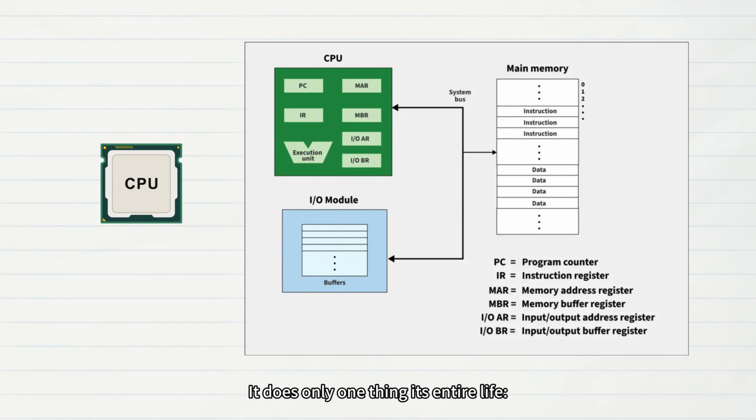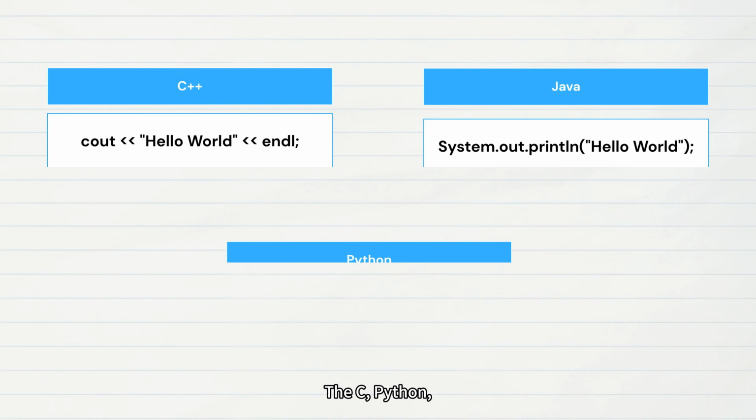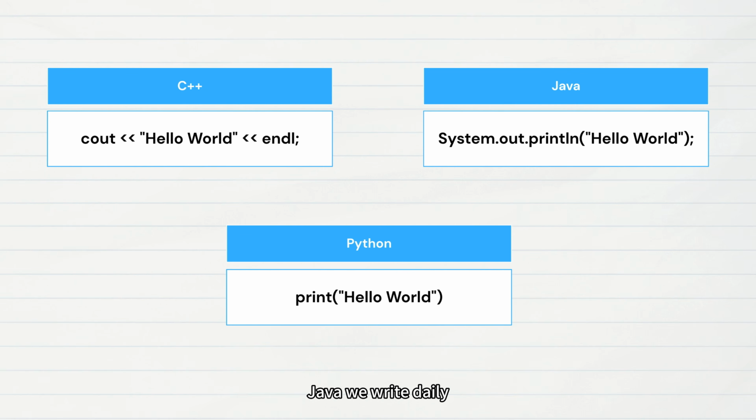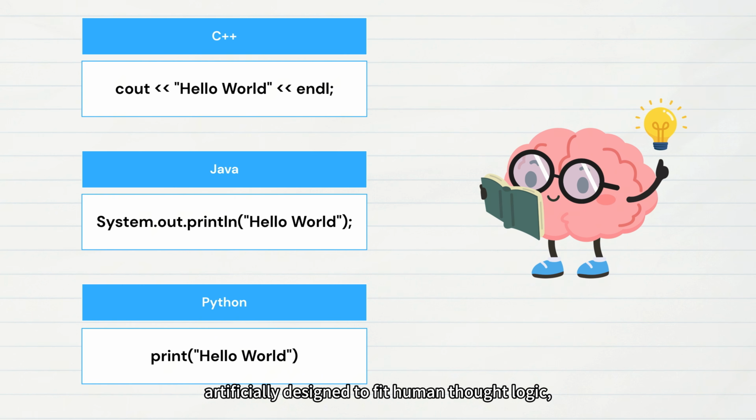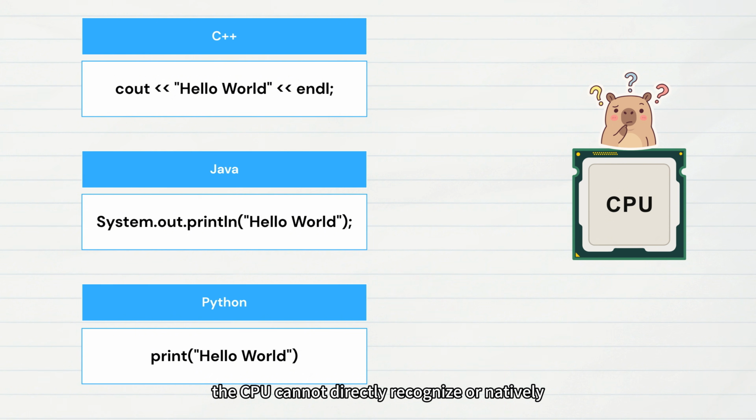It does only one thing its entire life: unceasingly fetches, decodes, and executes binary machine instructions one by one, with no extra logic understanding, only fixed hardware actions. The C++, Python, Java we write daily are all high-level programming languages, artificially designed to fit human thought logic, specifically written for programmers to read. Computer hardware, the CPU, cannot directly recognize or natively understand these codes.